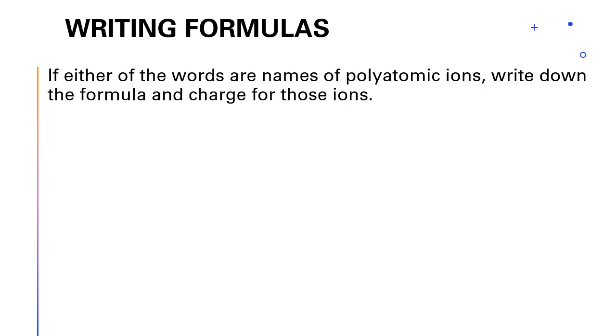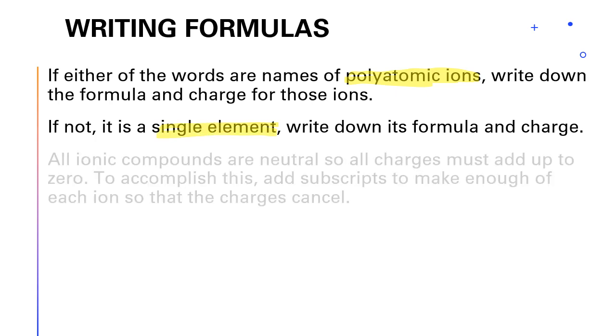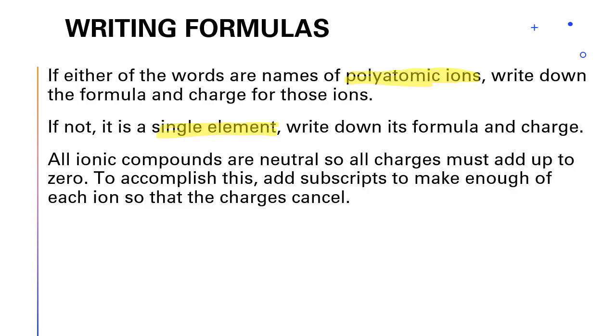If either of the words are names of polyatomic ions, we're going to write down the formula and the charge for those ions. If not, that means we have a single element and then we're just going to write down its formula and charge. So we're looking for polyatomic ions or we're looking for single elements. All ionic compounds are neutral, so all charges must add up to 0. There it is. All charges must add up to 0. So to accomplish this, we're going to add subscripts to make enough of each ion so that the charges cancel.